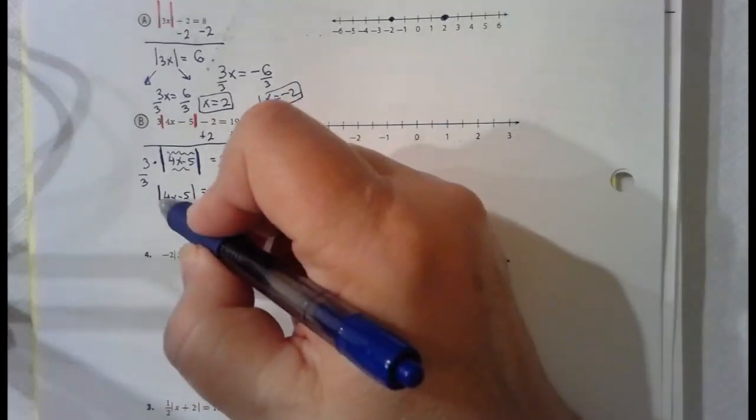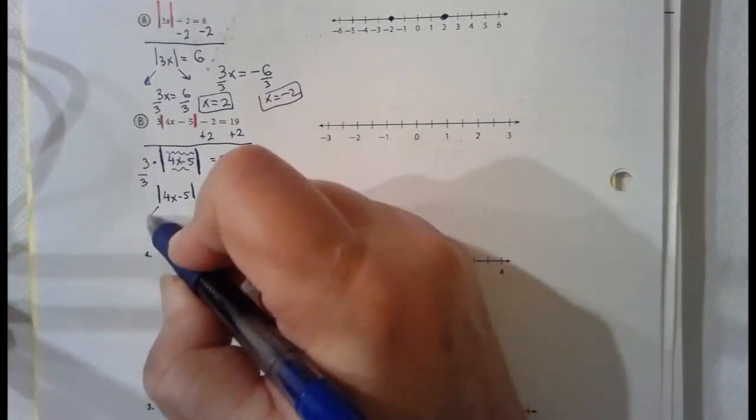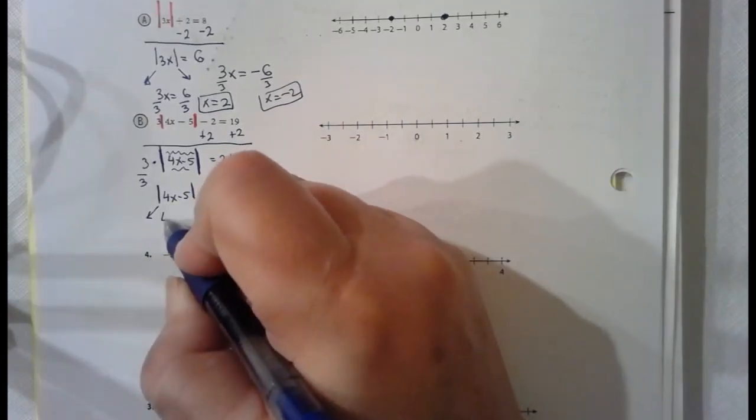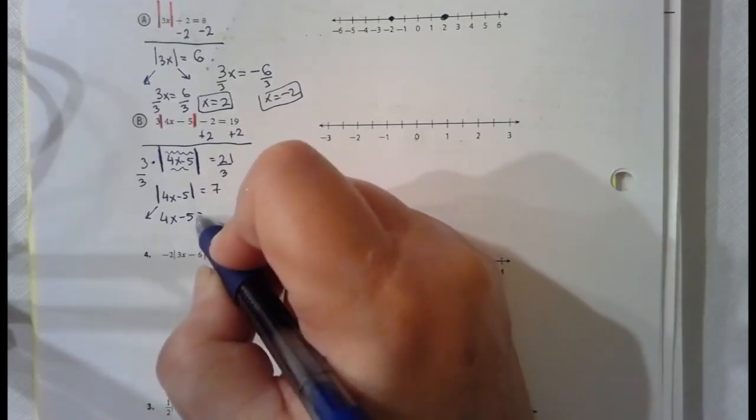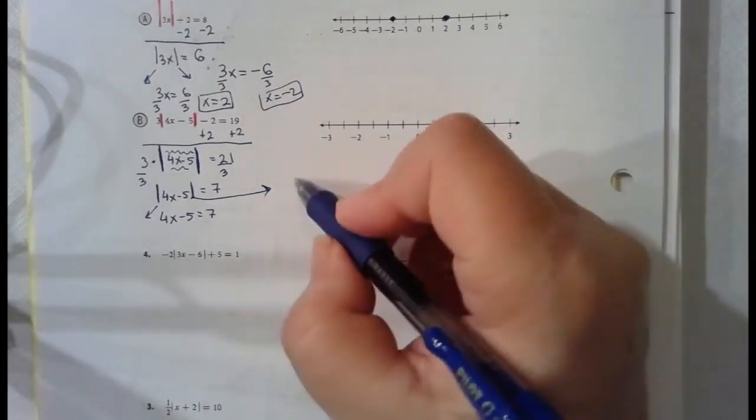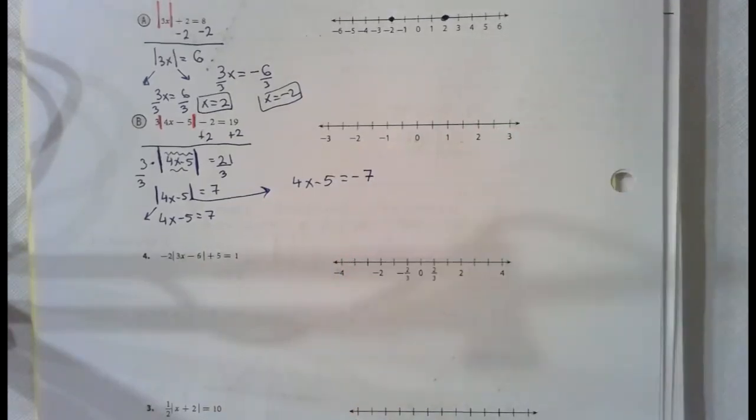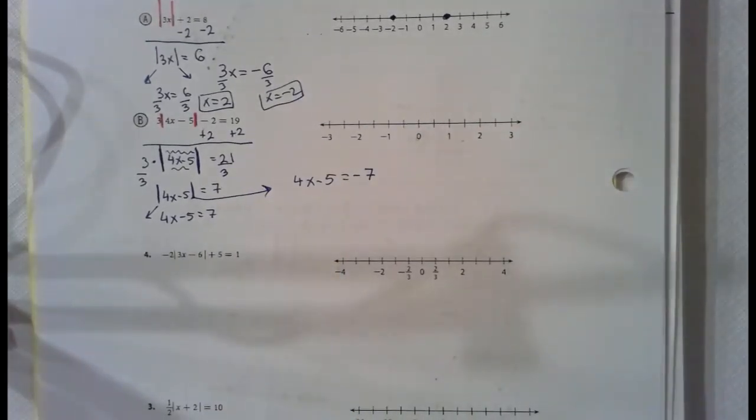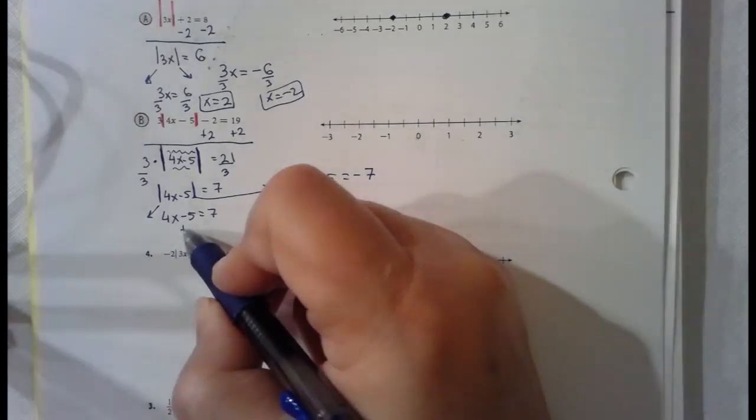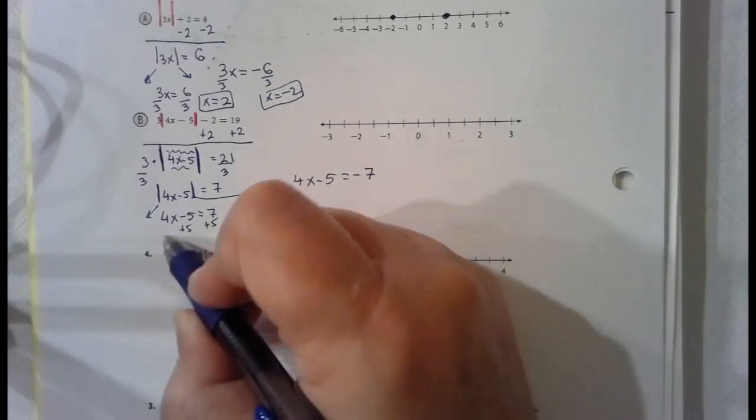And now that I have my castle by itself, I open the gates. So the first one is 4x minus 5 is equal to positive 7. And the second one is going to be 4x minus 5 is equal to negative 7. You have to write both equations, and you have to solve both equations. So I add 5 to both sides.